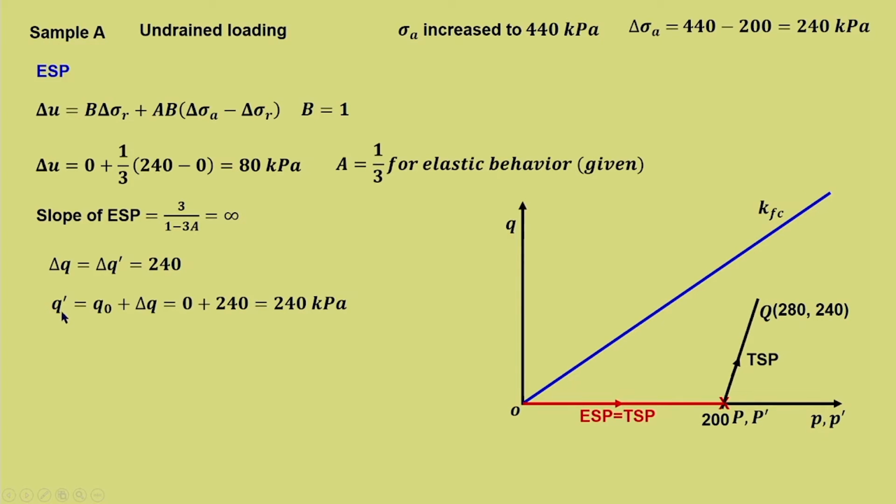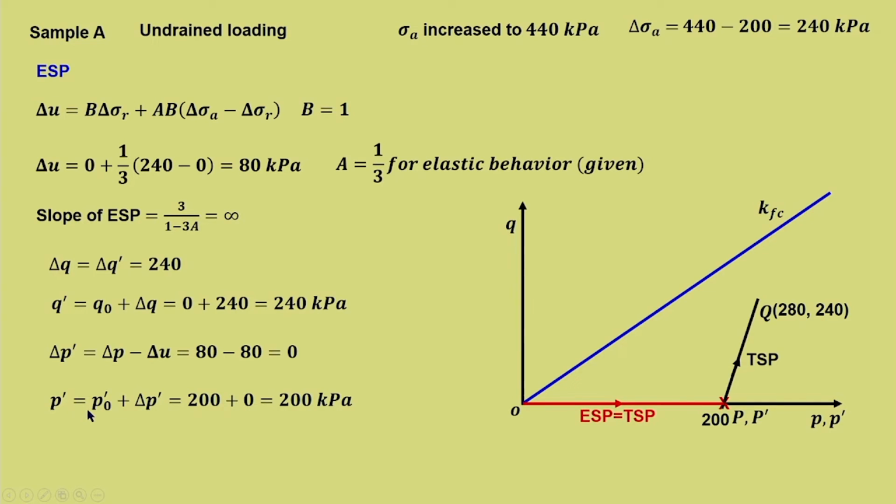I have just taken q dash to make sure that it is for the effective stress path, but we already know q dash and q are the same. So, q dash is equal to q naught plus delta q, that is 0 plus 240. Delta p dash is equal to delta p minus delta u, which is 80 minus 80, which is equal to 0. So, that is also now known. There is no change.